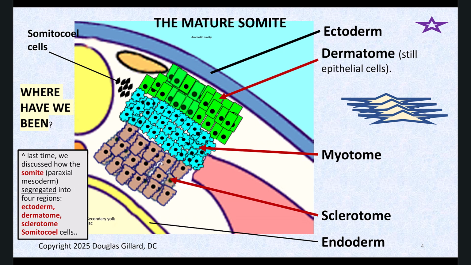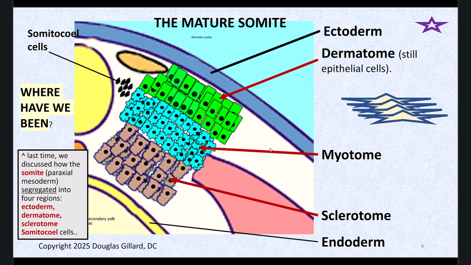There are 4 embryologic tissues here that are important. So the somite differentiates into 4 things. Somatocele cells, remember, migrated out just as this thing formed. We had sclerotome, myotome, and dermatome. Don't forget we have ectoderm on the top here, and endoderm on the bottom.